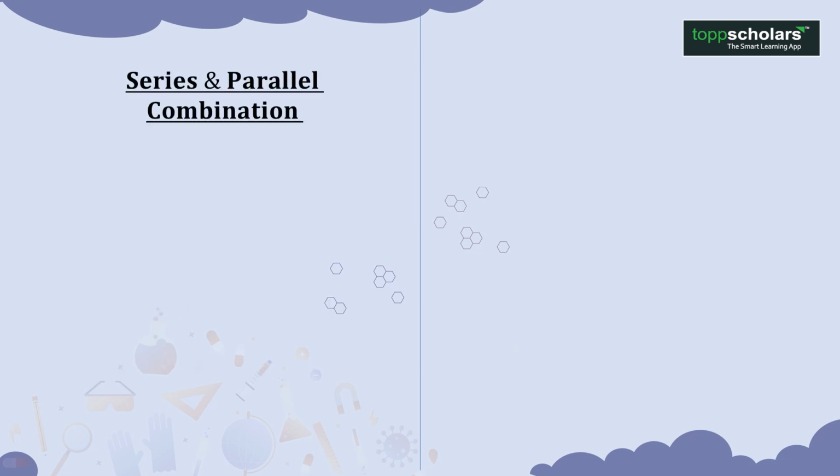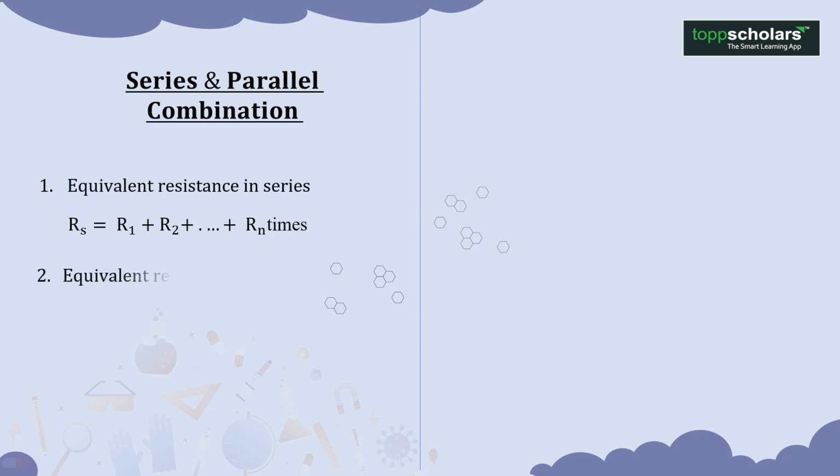Series and parallel combination. 1. Equivalent resistance in series. Rs is equal to R1 plus R2 plus and so on, plus Rn. 2. Equivalent resistance in parallel. 1 upon Rp is equal to 1 upon R1 plus 1 upon R2 plus and so on, plus 1 upon Rn.